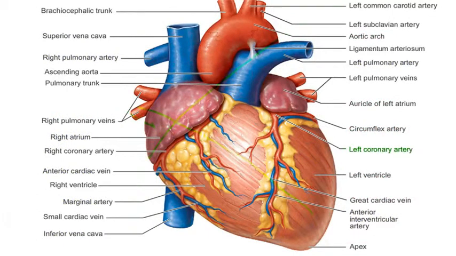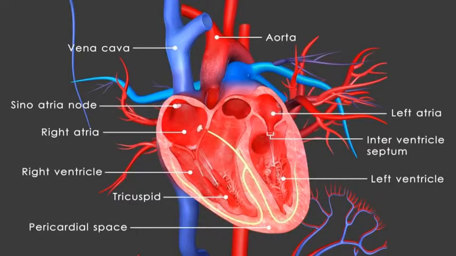The interatrial septum separates the atria and the interventricular septum separates the ventricles. The interventricular septum is much thicker than the interatrial septum, since the ventricles need to generate greater pressure when they contract. The heart has 4 valves, which separate its chambers. 1 valve lies between each atrium and ventricle, and 1 valve rests at the exit of each ventricle. The valves between the atria and ventricles are called the atrioventricular valves.